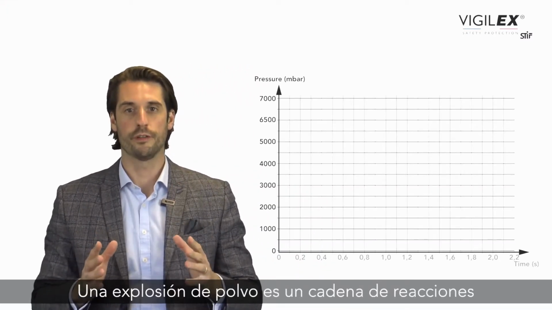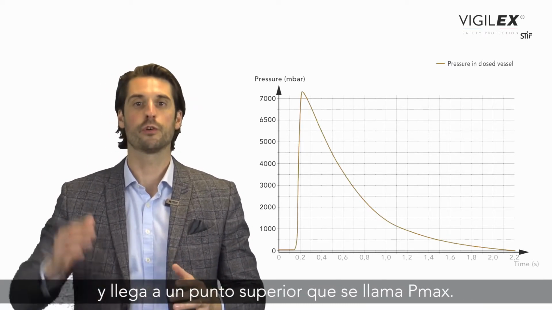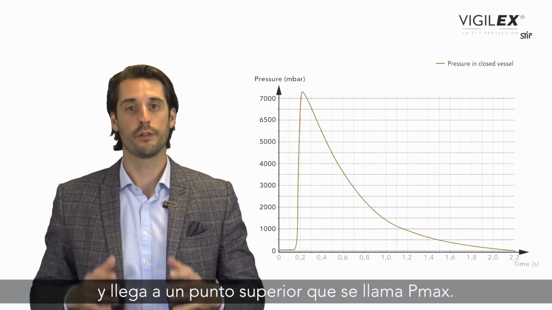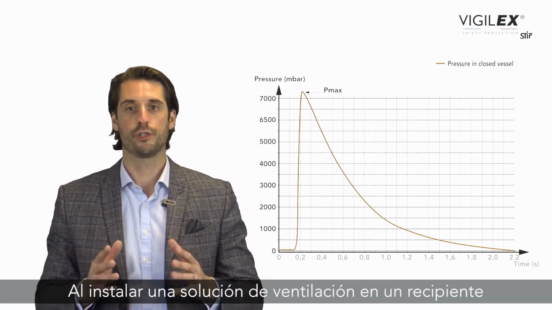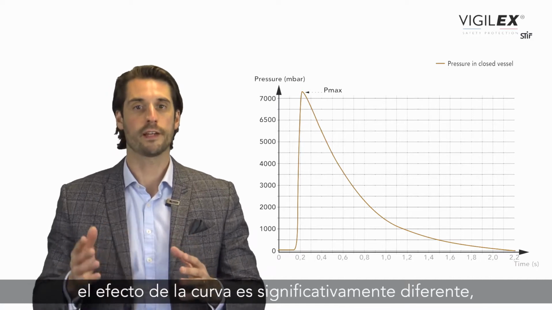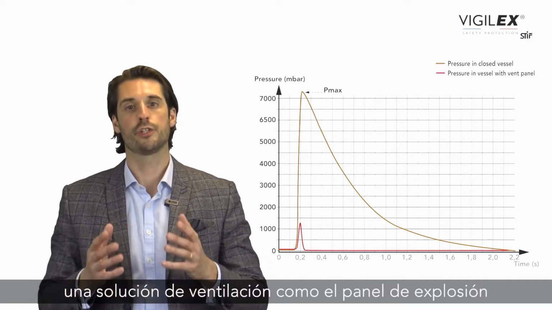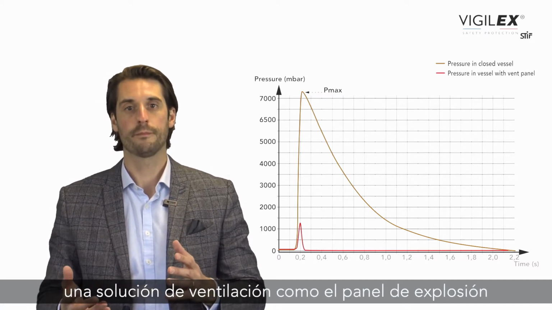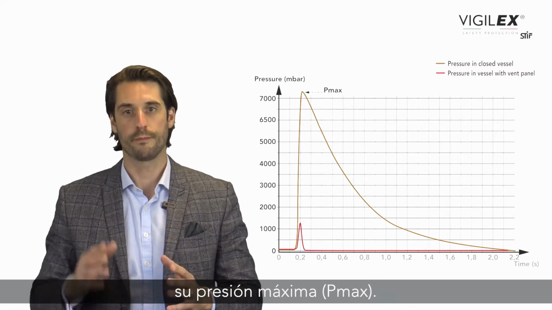A dust explosion is a chain of reactions which starts from an ignition source and goes to a top point, which is called the Pmax. By installing a venting solution on a vessel, the curve effect is significantly different. Indeed, a venting solution, like an explosion vent panel, prevents the explosion from reaching its maximum pressure, the Pmax.